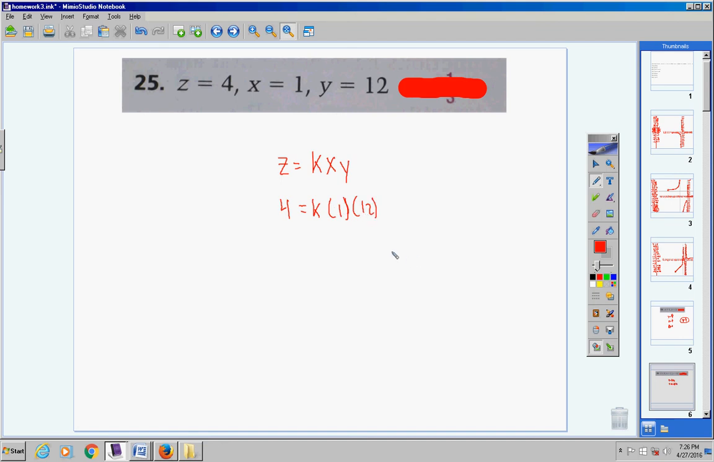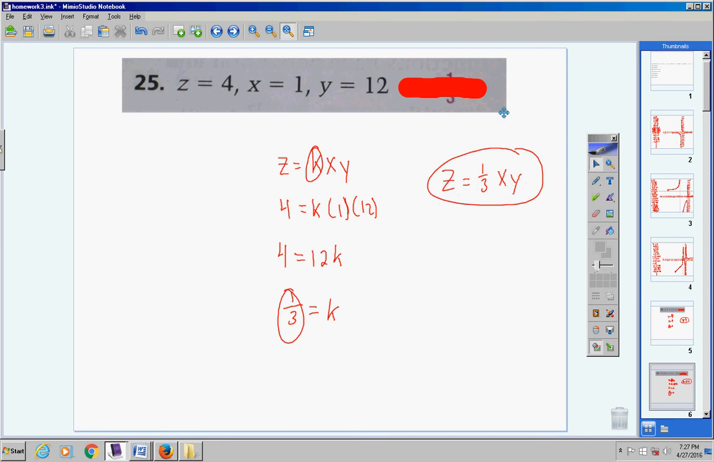So 1 times 12 is 12. So now I have 4 equals 12k. Divide both sides by 12, and we get 1/3 or 0.3 repeating. Pick this up and put it in for k right here, because 1/3 equals k. And there's your model: z equals 1/3 xy.